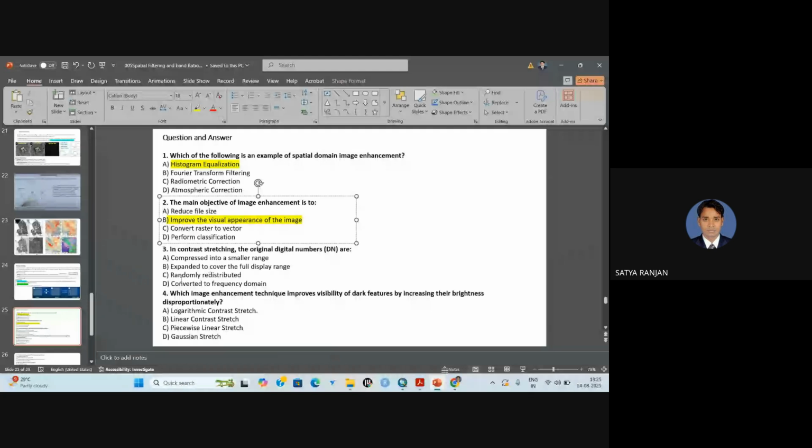Then question four: which image enhancement technique improves the visibility of dark features by increasing their brightness disproportionately? So this is the logarithmic contrast stretch, not the linear, percentile or Gaussian stretch.